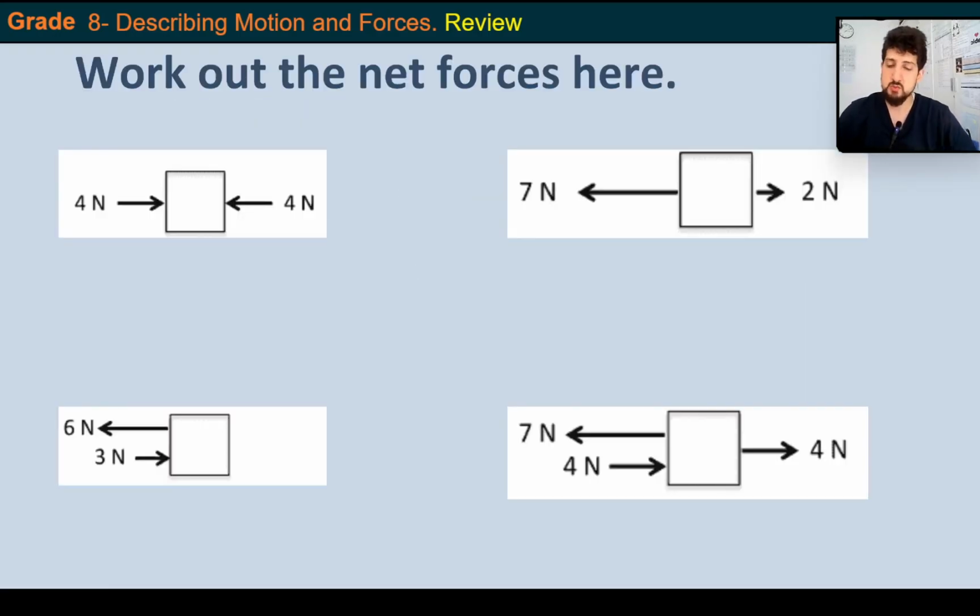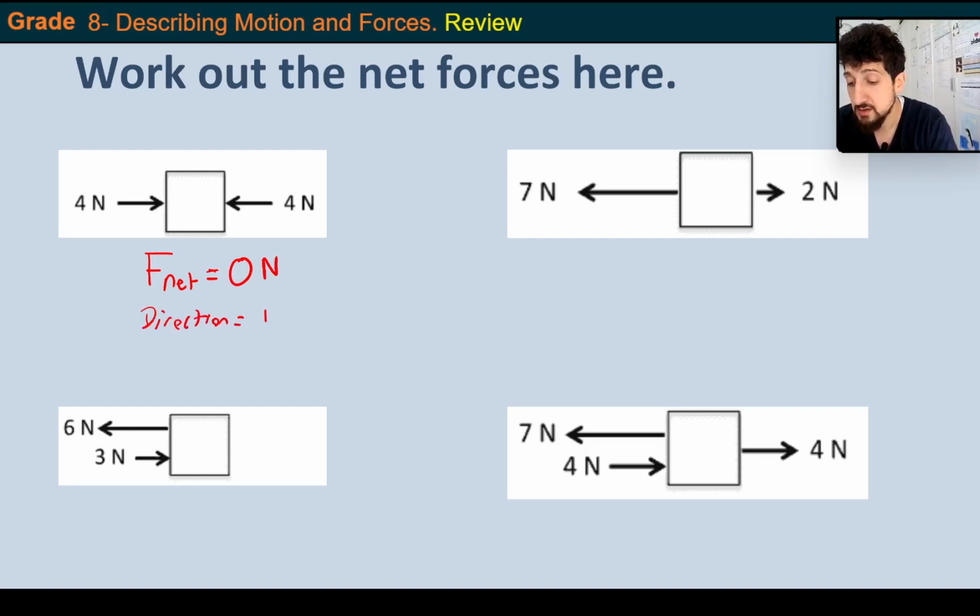So for example, we need to work out the net force here. Over here we've got 4 newtons to the right, 4 newtons to the left. So the net force is going to be 0 newtons. And there's no direction in this one. So if we ask for the direction, we just say none. There's no direction here because it's not going anywhere. It's stationary. So you can say it's stationary, or you can say no direction.